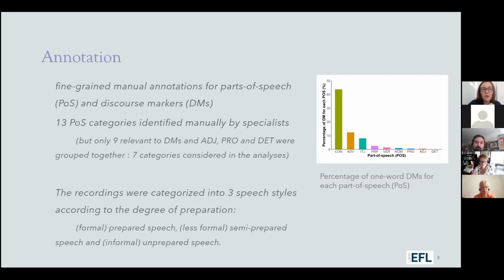The corpus was also very finely annotated with manual annotations for part of speech in particular and for discourse markers. 13 parts of speech categories have been identified manually by specialists, but only 9 are relevant for discourse markers, as you can see here on the graph. And the last 3 categories had so little items in them that we regrouped them for analysis. Okay, so in total, we considered only 7 categories.